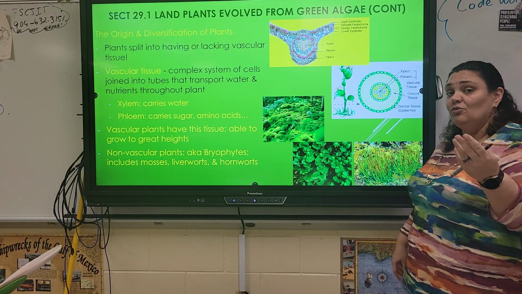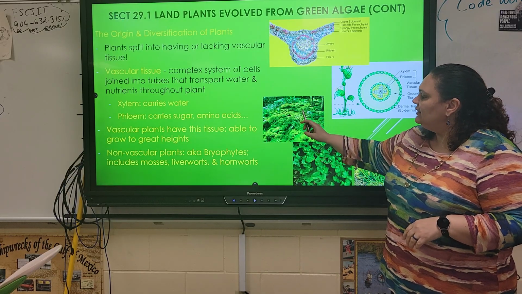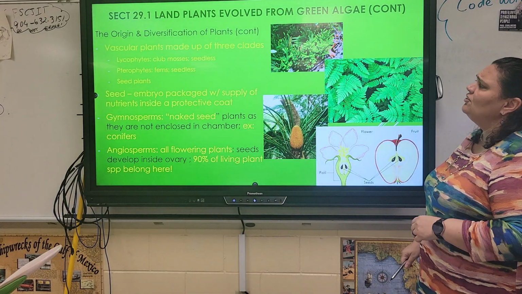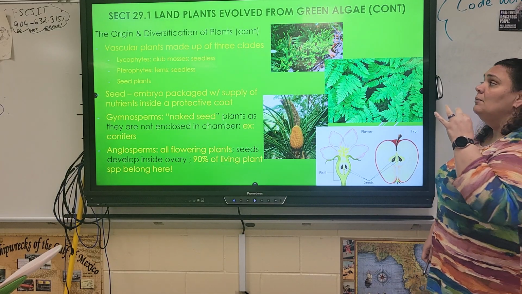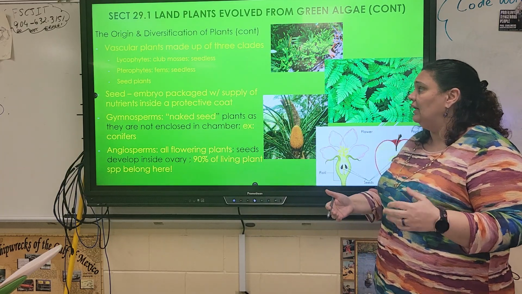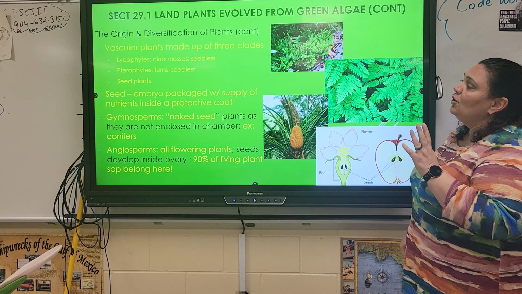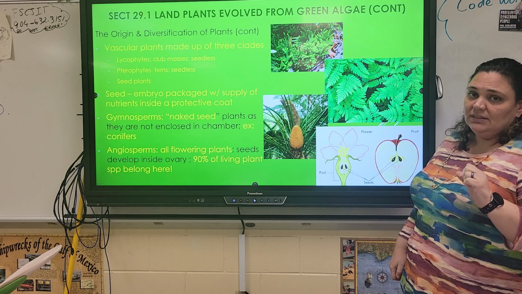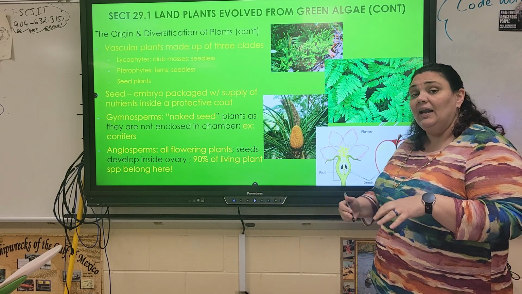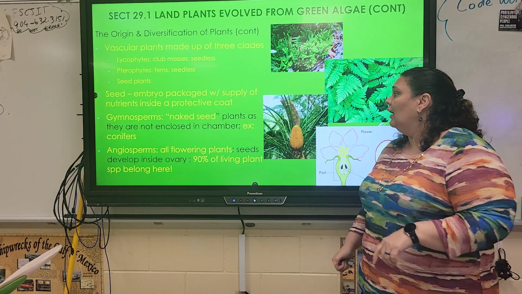Non-vascular plants, also known as bryophytes, that's your mosses, your liverworts, and your hornworts, okay? Vascular plants are made of 3 different clades. Remember, clades are phylogenetic groups in the phylogenetic tree. You've got the lycophytes, your club mosses, your seedless plants, your pteridophytes, your ferns, your seedless, and then you've got your seed plants. That seed is an embryo that has a supply of nutrients, so kind of like a yolk, just like you would find in a chicken egg, all right?